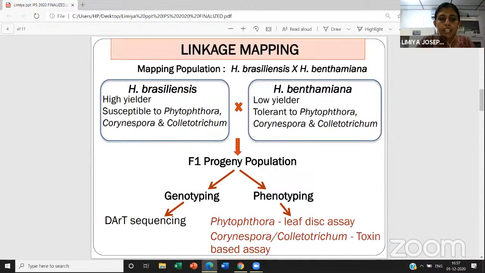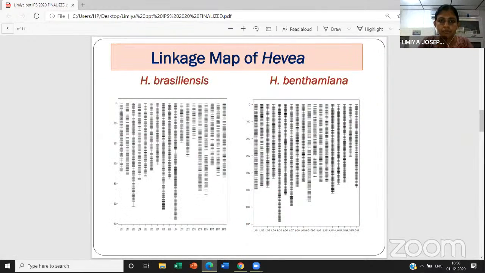After developing a progeny population, both the progeny population and the parents were genotyped and phenotyped. Genotyping was conducted by the DArT sequencing method, a genotyping by sequencing method. And phenotyping was conducted separately for the pathogens Phytophthora, Corynespora, and Colletotrichum. For Phytophthora, phenotyping was done by leaf disc assay, and for Corynespora and Colletotrichum, a toxin-based assay was followed.